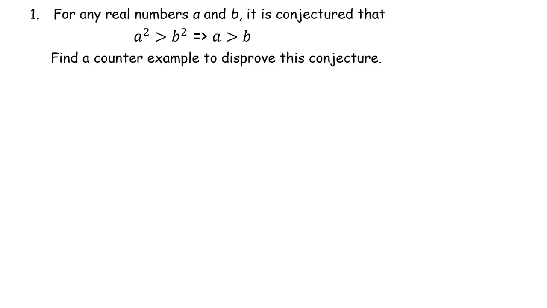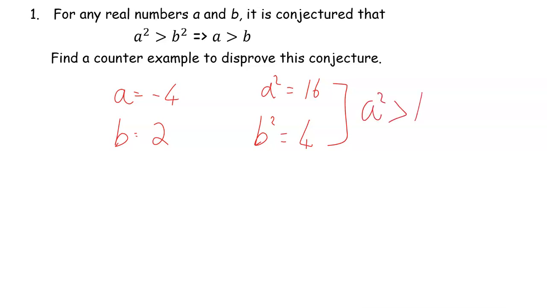So for a question like this, let's say I said, right, I'm going to let a equal negative 4, and I'm going to let b equal 2. If I then look at a squared, that's going to be 16. If I then look at b squared, that's going to be 4. This here, the a squared b squared part, satisfies that condition that a squared is bigger than b squared. So that satisfies that part of the conjecture.